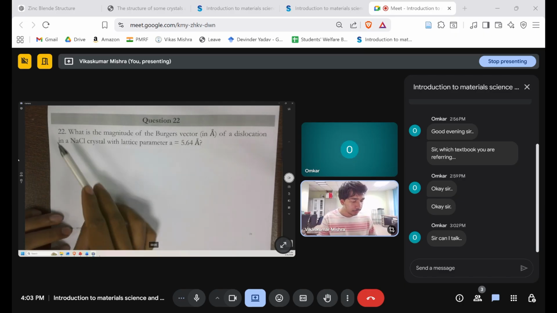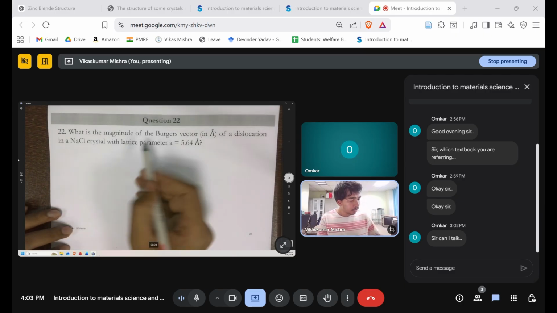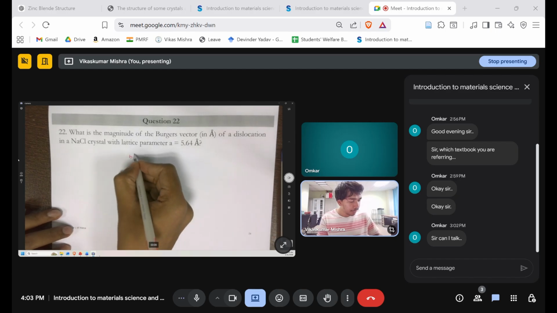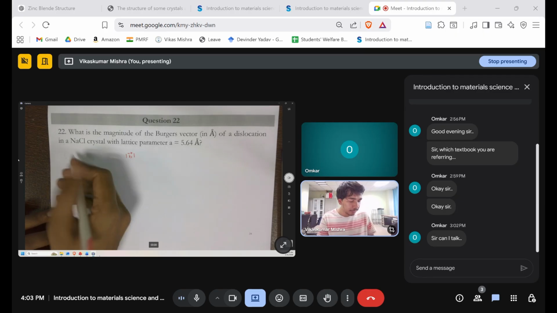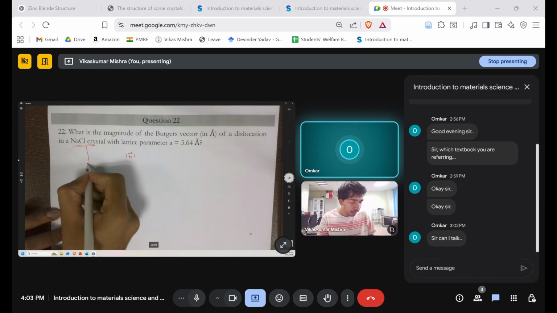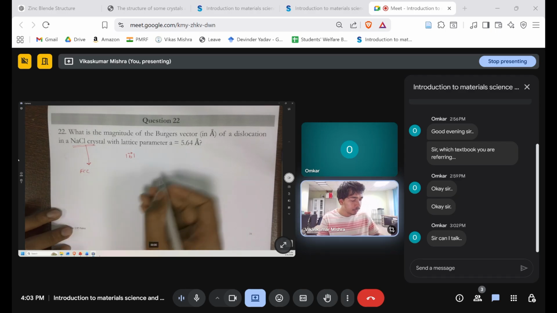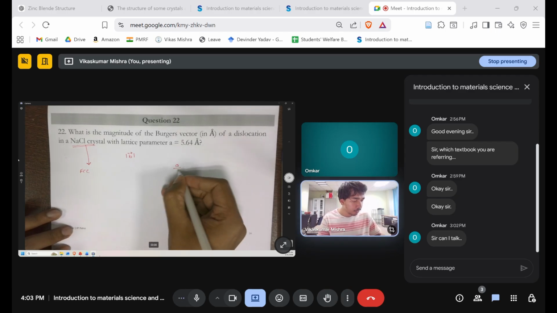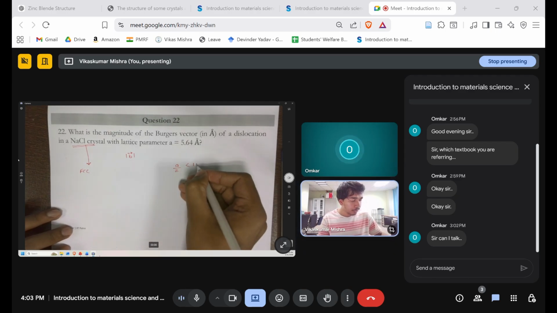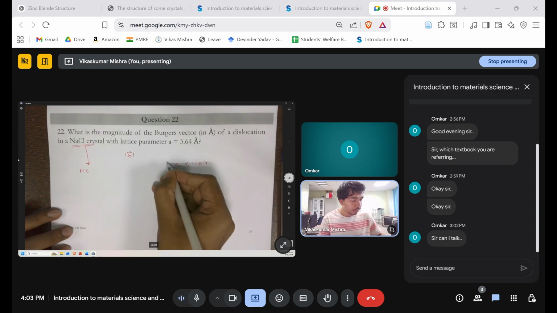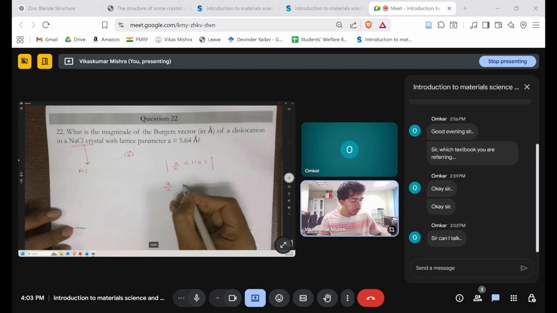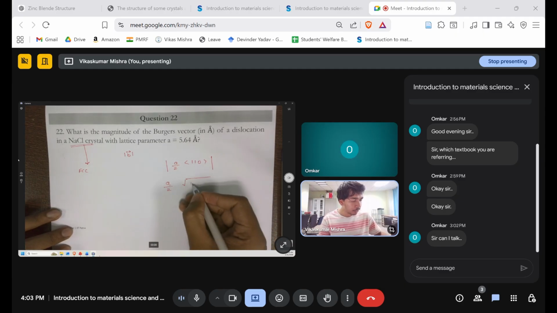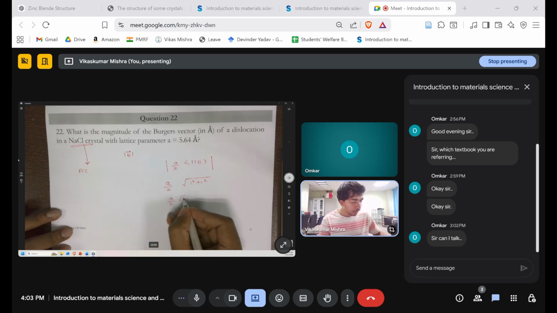Here, NaCl. What is the magnitude of the Burgers vector? Again, we have to find the Burgers vector magnitude of a dislocation in NaCl. NaCl is FCC, right? Yeah, FCC. So what will we do here? a by 2 <1, 1, 0>. We have to find the magnitude of this. We'll take a outside, 2 outside. Here we have to find the root of 1 square plus 1 square. It is a divided by 2 root 2.